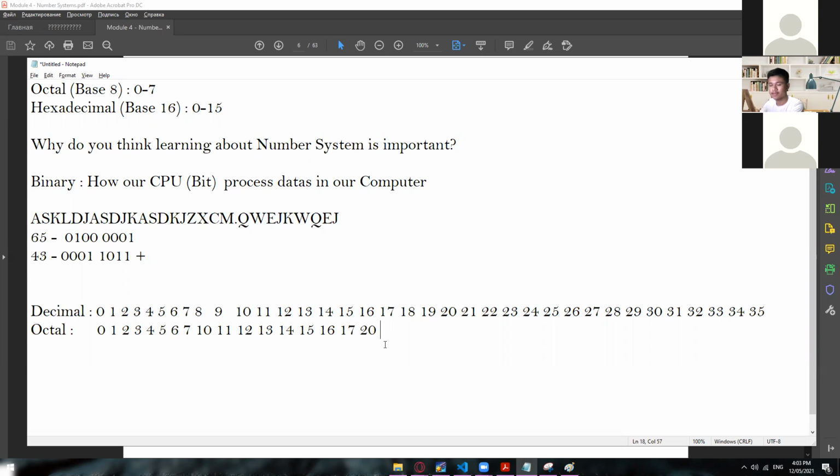So just keep on counting up to 27: 21, 22, 23, 24, 25, 26, 27. And then here we have 30, 31, 32, 33, 34, 35, 36, 37. And then here we have 40, 41, 42, 43. Okay. So if it asks you what is the equivalent of, let's say, 26 from decimal to octal, then you would say 32.